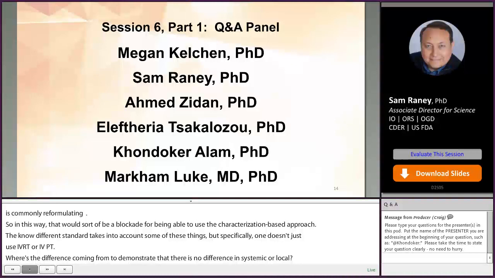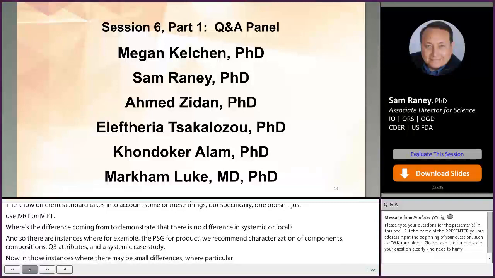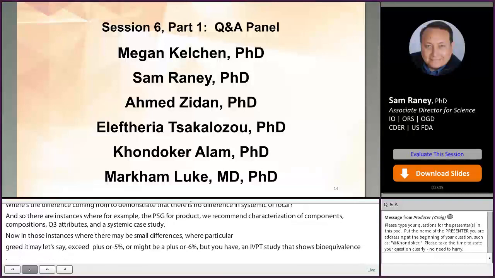Now, in those instances where there may be small differences, where a particular ingredient may, let's say, exceed plus or minus 5%, maybe at plus or minus 6%, but you have an IVPT study that shows bioequivalence, and you have an in vivo PK study that shows bioequivalence, that's the kind of evidence where you would say, I now have evidence that there is no impact at being plus or minus 6%, no impact on either local, you have IVPT data for that, and no impact on systemic, you've got in vivo PK data for that.